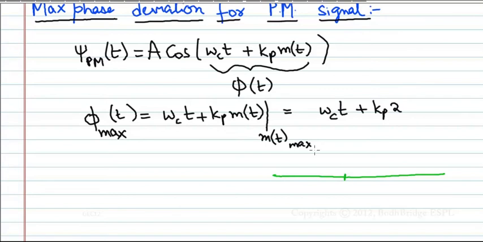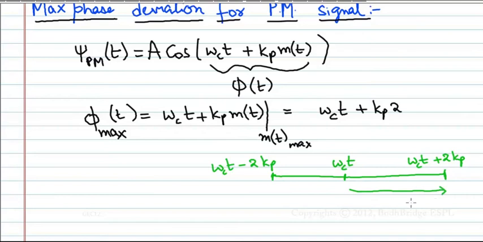It goes from omega ct and it reaches omega ct plus 2 times kp. Or it may reach omega ct minus 2 times kp. These are both the extremes. Therefore, it lies between this only, the phase.